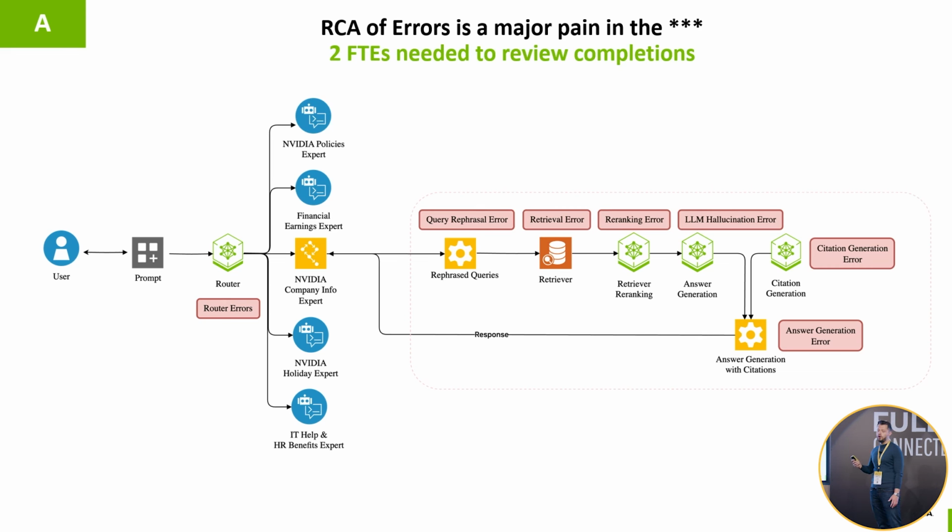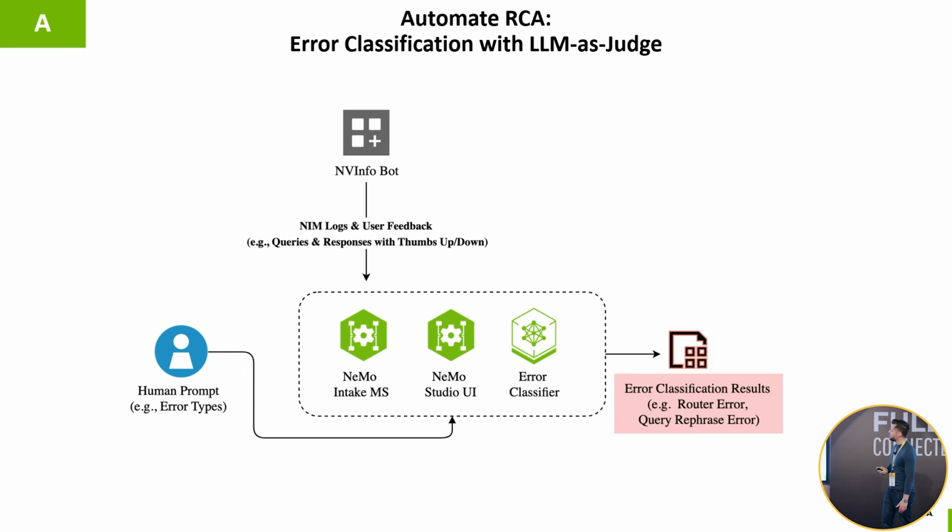So as part of the pipeline that I will discuss a little bit later, we essentially are using LLM as judge to help us classify the errors that are coming through and get predictions for it so that we can accelerate the human in the loop experience for the human reviewers of the annotations.